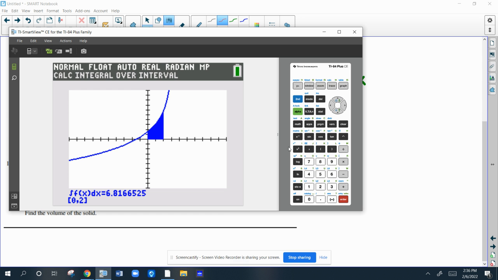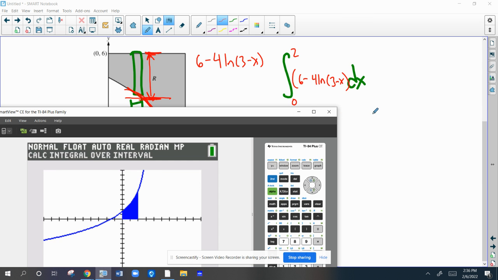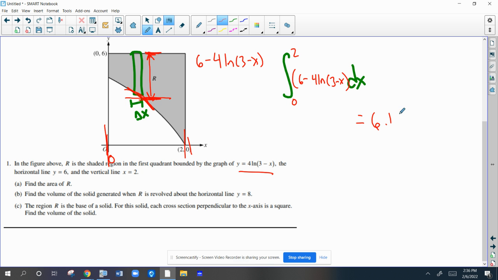And we get an answer of 6.816. I think it was 6.8166. So if you choose, you can round it, but you don't need to. Either of those two answers is okay.